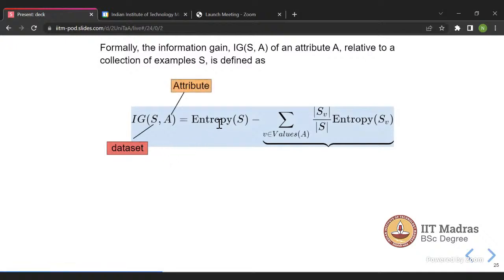So this is the example. This is the entropy of the data set, and after the splitting, we find the entropy for the child nodes and take the weighted sum. That is going to be the entropy after the split. So the reduction will be the difference of these. This is how we define the information gain.